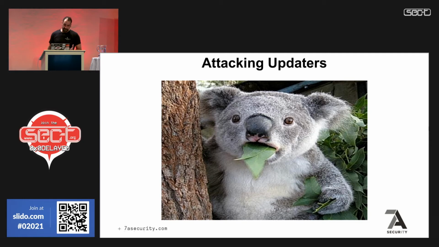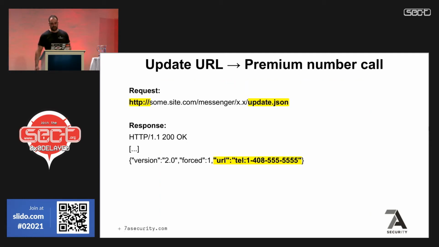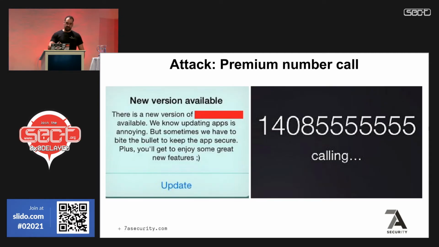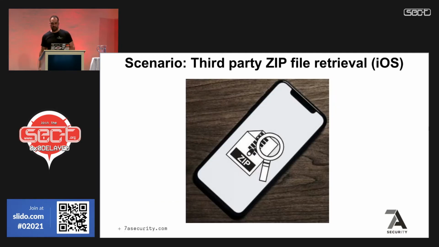Also, attacking updaters, an interesting attack vector as well. In this case, it was an application getting a JSON file from the server. Because it was doing this over clear text HTTP, we can change the URL and specify a phone number as the place to get the update from. Then the application says new version available, and you tap on update, and it makes the premium phone call, right? So these are interesting attack vectors in mobile when you can make the user click on something that makes a phone call. Things can get interesting, right?